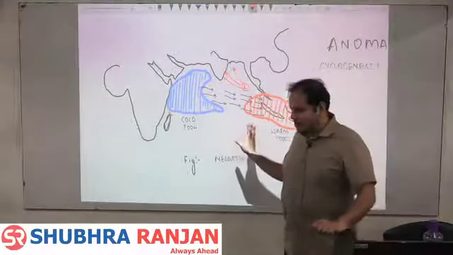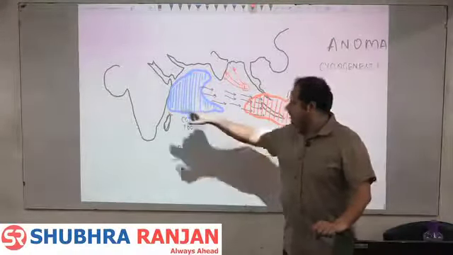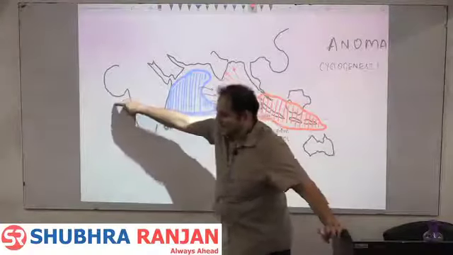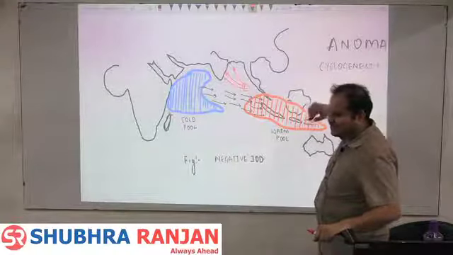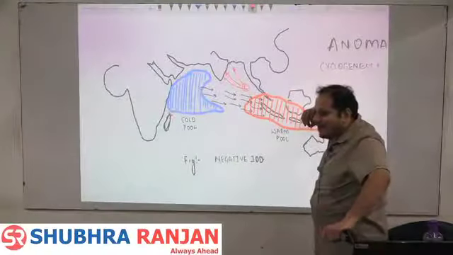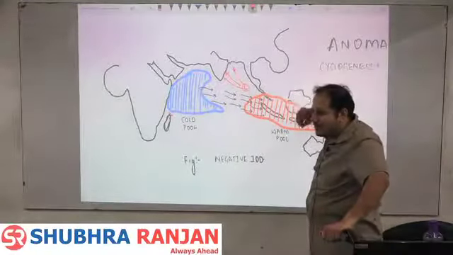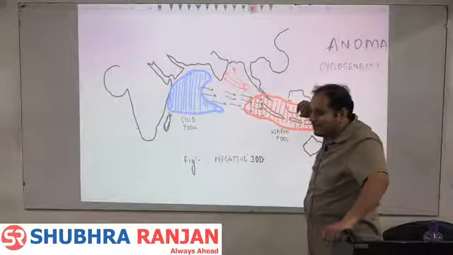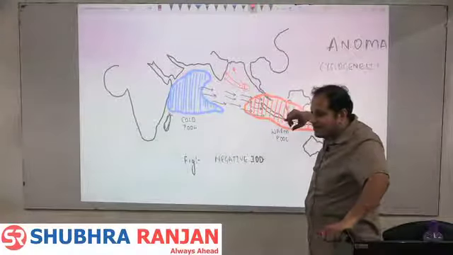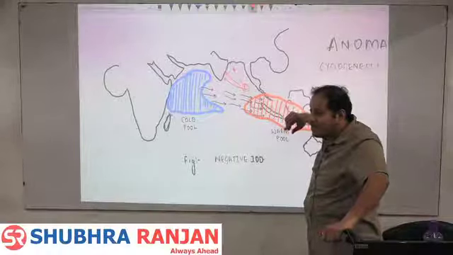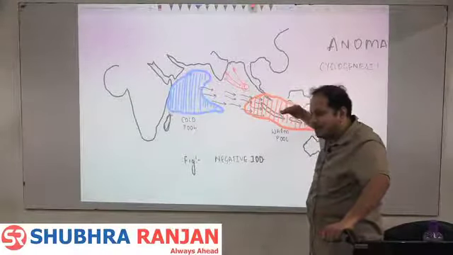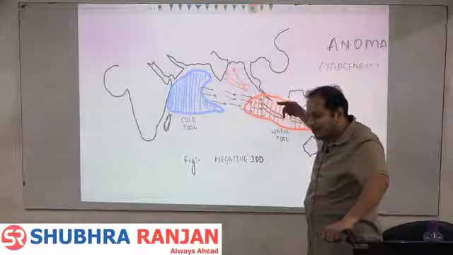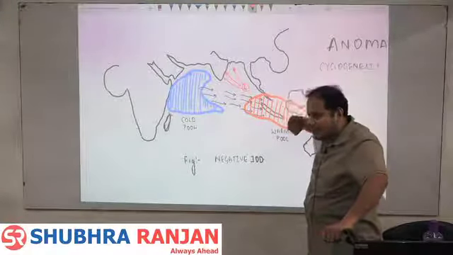Understanding? Where is the equator passing through? How did this anomaly happen? What is there in the equator? Equatorial westerlies. Westerlies means equatorial westerlies at the equator. An equatorial region is 0 to 10 degree north, 0 to 10 degree south.